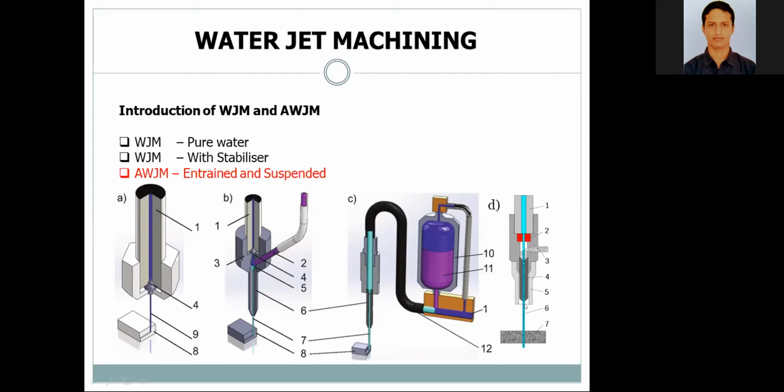Water jet machining can be divided into two groups. One is by using pure water and another is with water with stabilizer. When we use pure water, it comes from the orifice, then there is a water jet. But when it comes out of the nozzle tip, there will be air entrainment into the water jet and it becomes a flare. So when the water jet becomes flare, its working ability will be reduced.